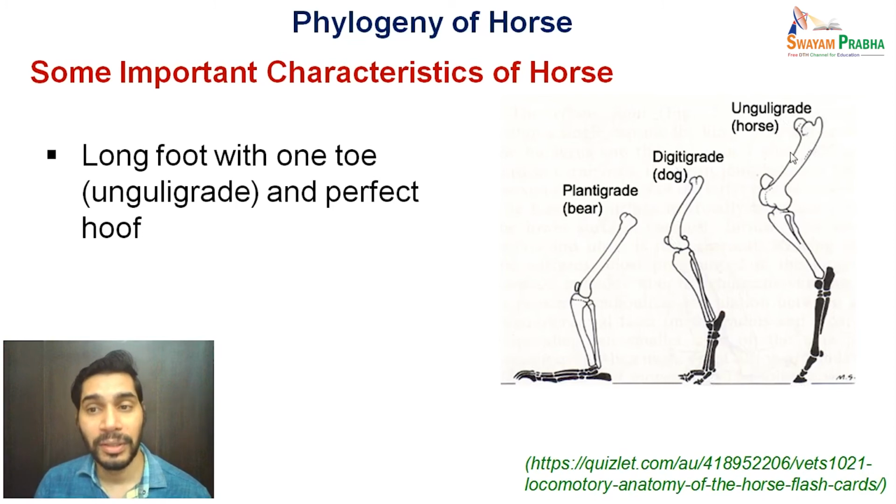As the running capacity is increasing, as fast running is increasing, they are going from plantigrade to unguligrade mode, and hence horses have the unguligrade, that means one-toe-long foot, and they have a perfect hoof. As you can see here and here, there is no hoof, but in the case of the horse, a well-developed, perfect and well visible hoof is there.